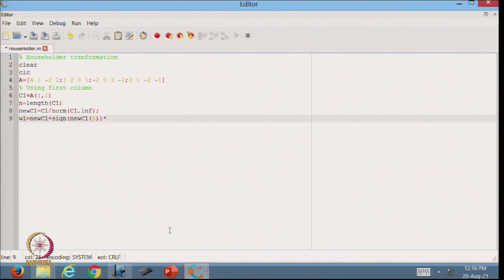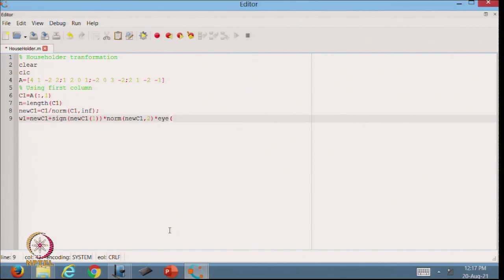star, multiply this one. What I need to do, I need to find the norm, the length of this. So, I am defining the norm of new C1. So, this is my new C1, and I am taking the two norm of this one. And then I will multiply by the identity vector. So, I will write I. So, this is the command.